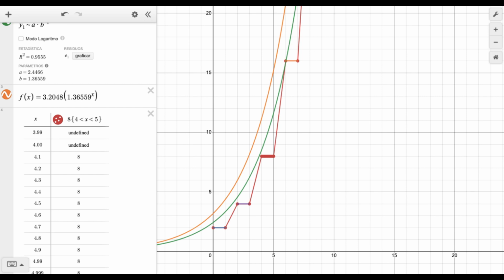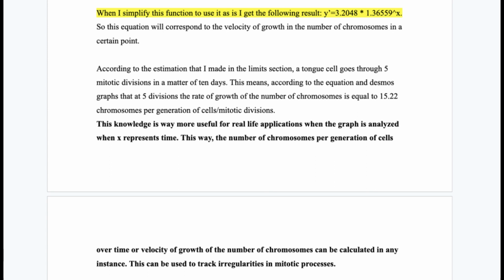This means, according to the equation and Desmos graphs, that at 5 divisions, the rate of growth of the number of chromosomes is equal to 15.22 chromosomes per generation of cells over mitotic divisions, which are the units that I used in my graph. However, this knowledge is way more useful for real-life applications when the graph is analyzed when x represents time. This way, the number of chromosomes per generations of cells over time, or the velocity of growth of the number of chromosomes, can be calculated in any instance. This can be used to track irregularities in mitotic processes.